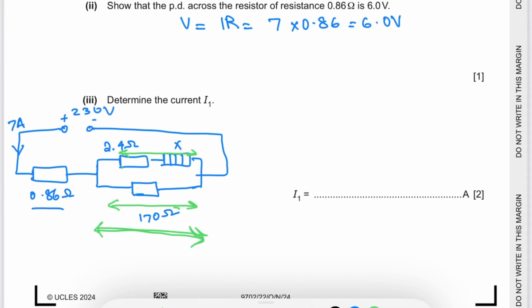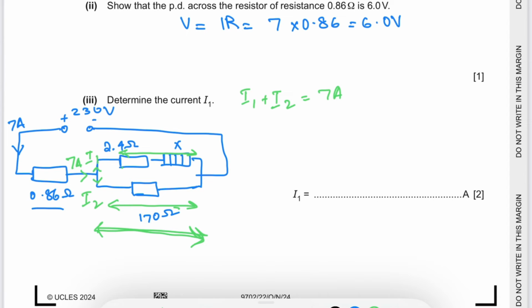And then remember Kirchhoff's first law. The sum of currents entering a junction must be equal to the sum of currents moving out of it. That means if 7 amperes is going to enter over here, it's going to split into I1 and I2. So I1 plus I2 must be equal to 7 amperes. Now the value of current flowing through these components in parallel is unknown.